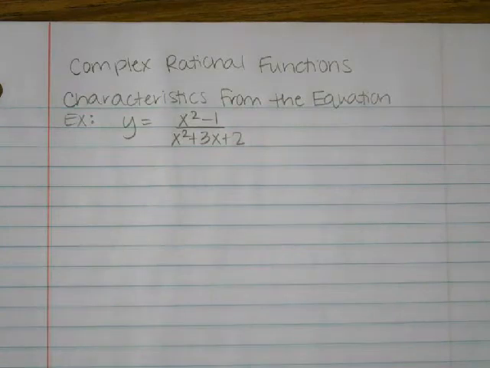We're going to be finding the asymptotes for it. We're going to be finding the intercepts for it. We're eventually going to be graphing it and finding the domain and range and all of that stuff that we've been able to find in the past.